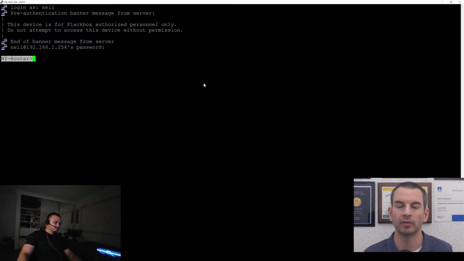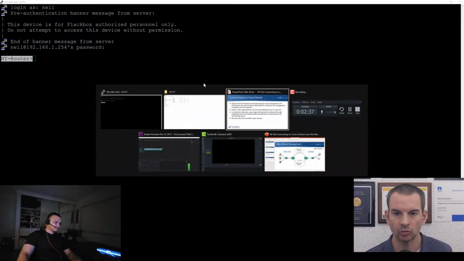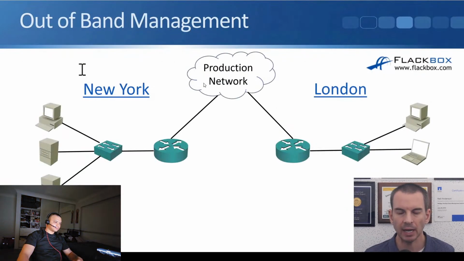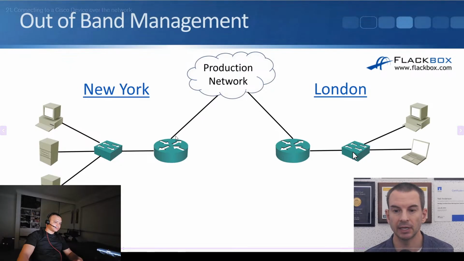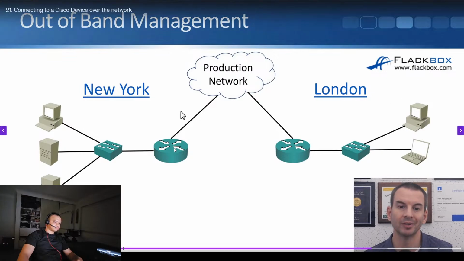Okay, one last thing that I want to talk about here, and that is out-of-band management. So let me go back to the slides again. And you saw in that example there that I was the administrator over on the PC here, connecting over the corporate network onto the router in New York. And that traffic was going over the production network.